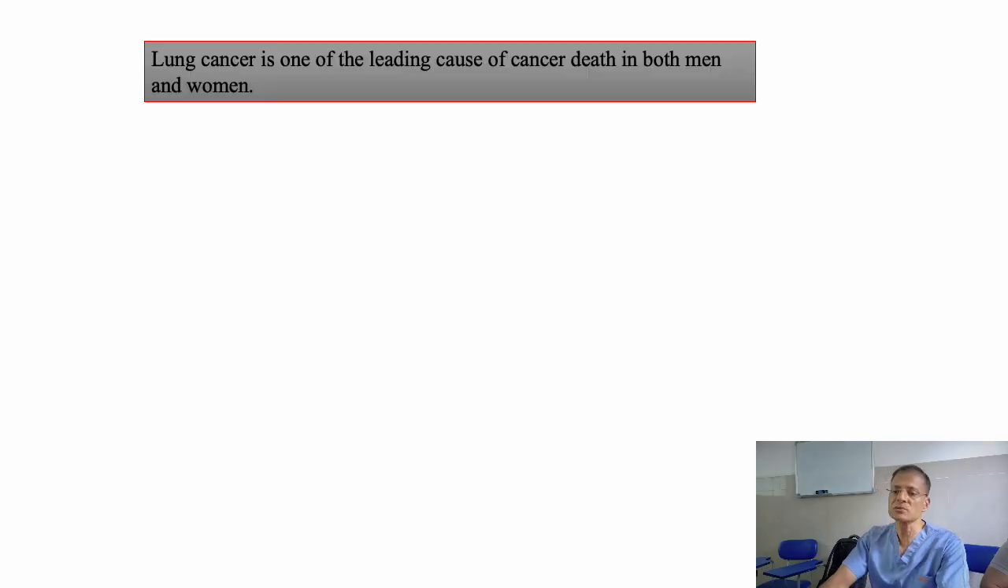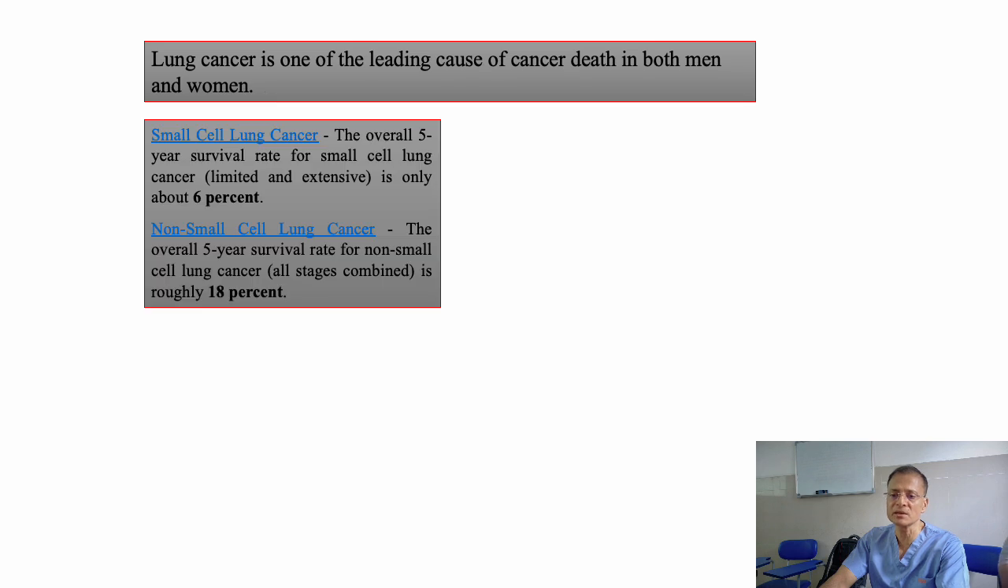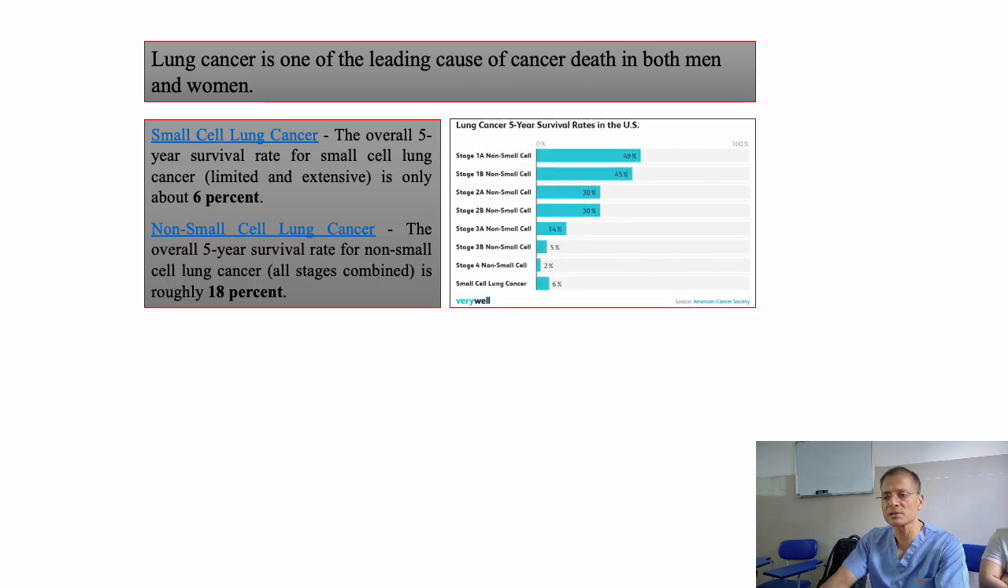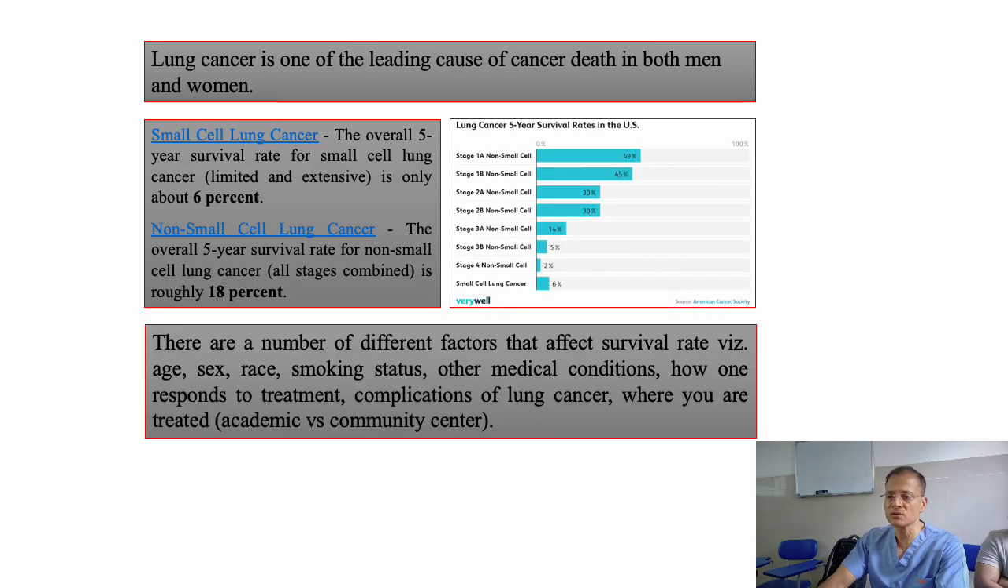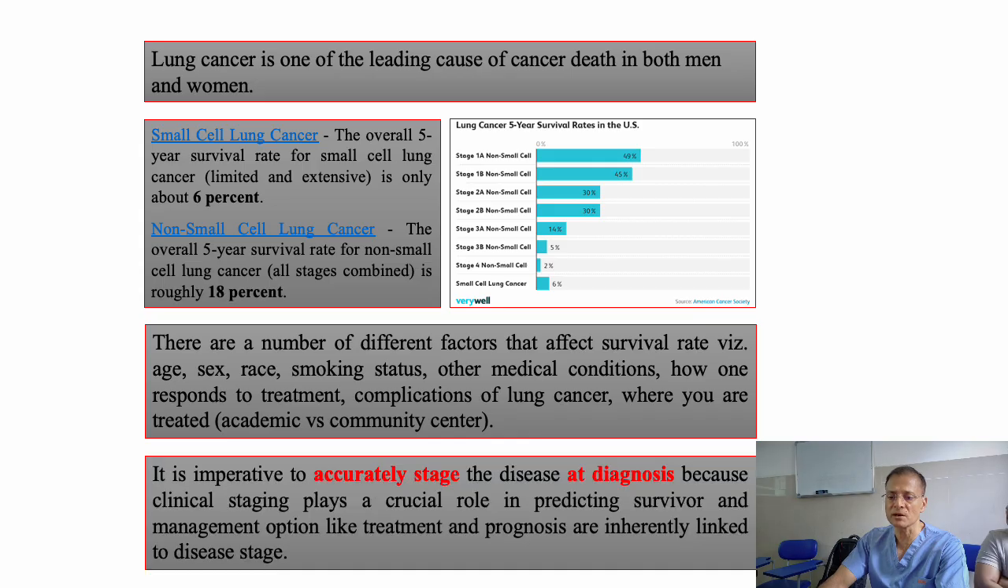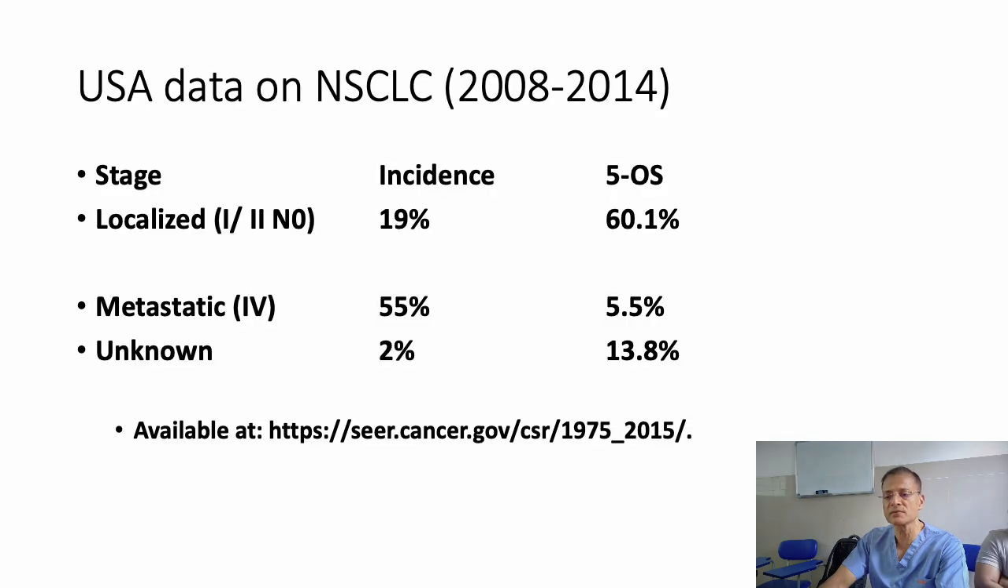So these are the obvious things. I will not be repeating lung cancer, small cell, non-small cell type, what's the US incidence, prevalence, etc. What are the causative agents, risk factors.